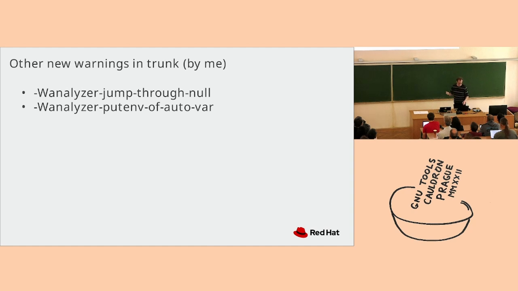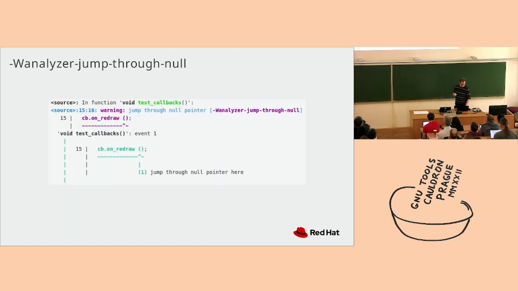for GCC 13. I've added a couple of new ones. I already had testing for jump through an uninitialized pointer, and then I realized, well, I probably should be testing for jumps through null pointers as well. So that was a fairly trivial one to add. And I have an example where I have a struct with lots of callbacks, and what you can't see in here is there's a memset to zero out the whole struct, and maybe there's some initialization that happens, and then we call the on_redraw callback, and it hasn't been initialized. Well, it hasn't been changed from null, so it's a jump through null.